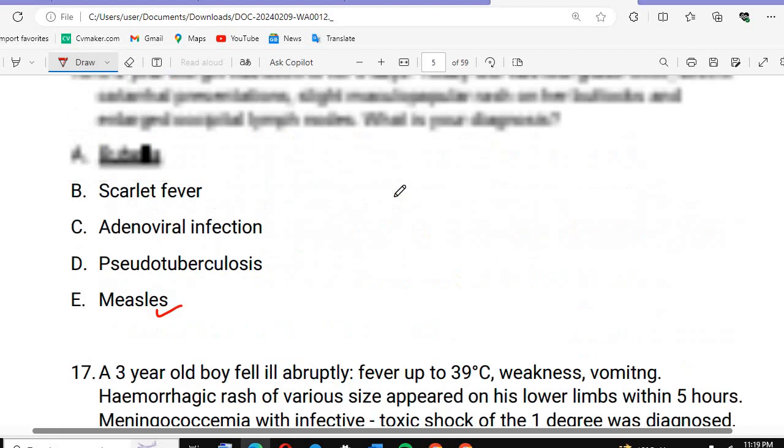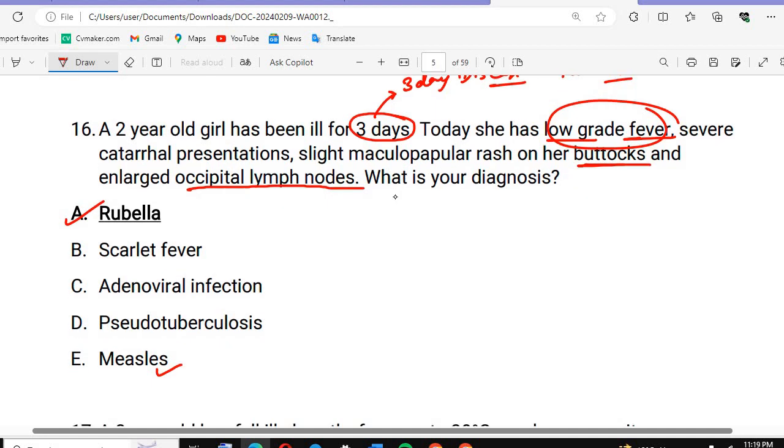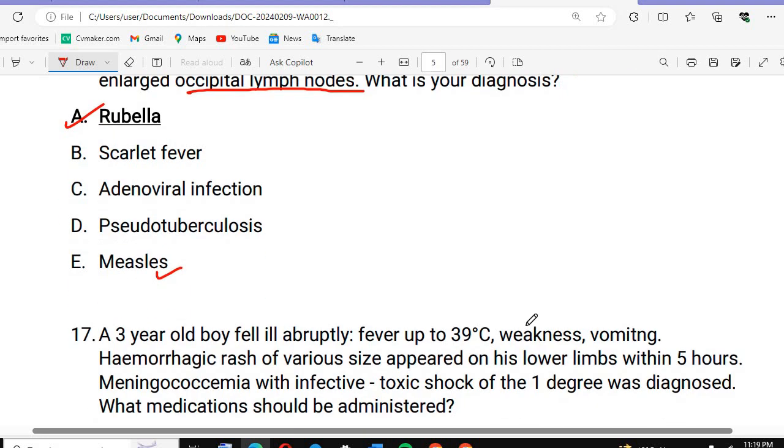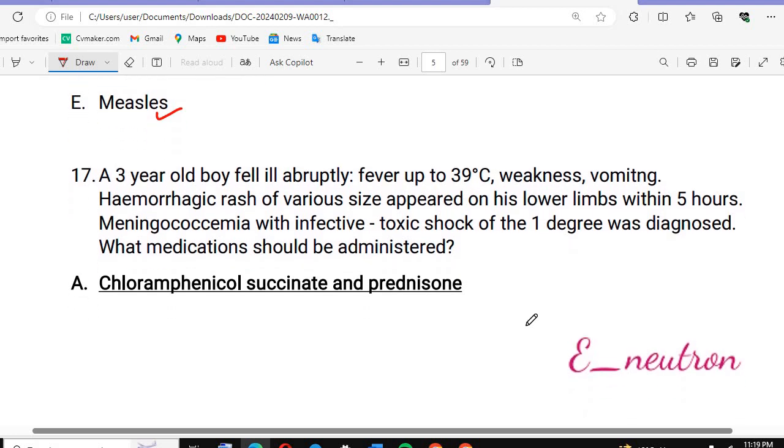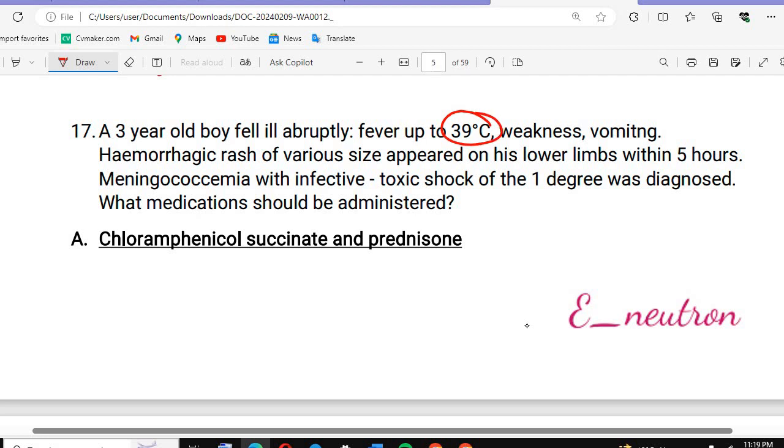So scarlet fever we have also done. Now see question number 17. A 3-year-old boy fell ill abruptly. Fever up to 39 degrees Celsius, weakness, vomiting, hemorrhagic rashes. Oh my God, Krok questions. Hemorrhagic rashes of various sizes appeared on his lower limb within 5 hours. So these are hemorrhagic rashes due to hemorrhage. They have already given meningococcemia with infective toxic shock of the 1st degree.